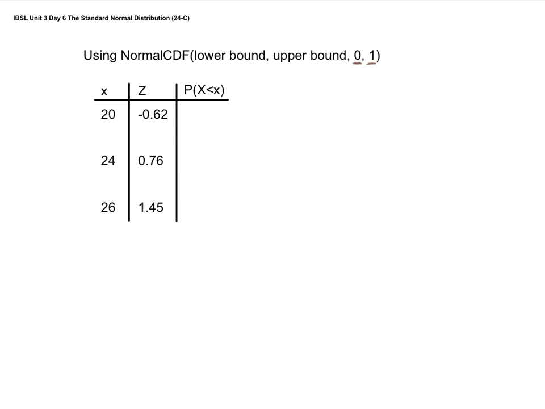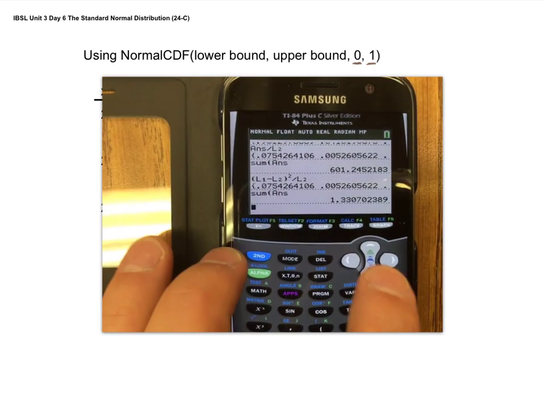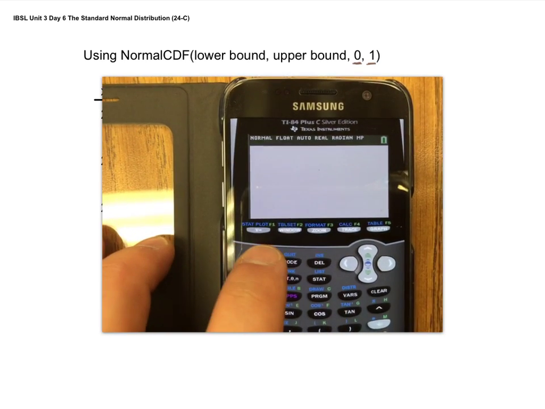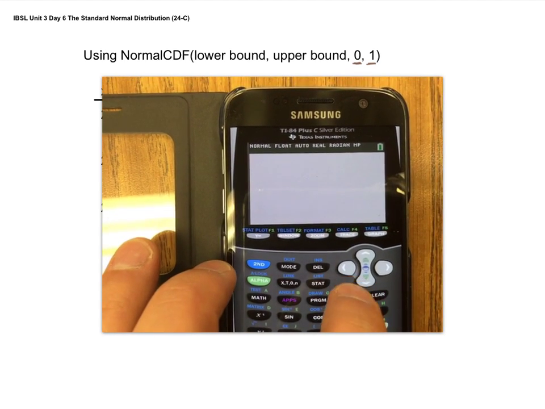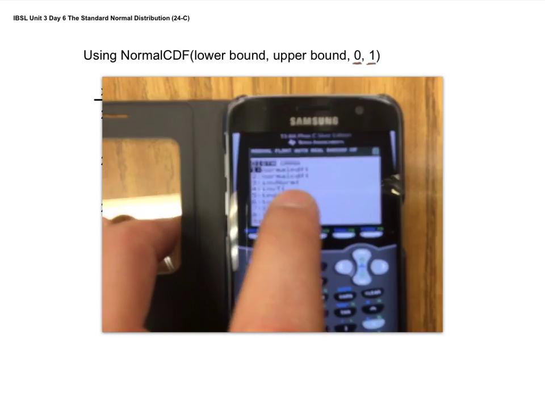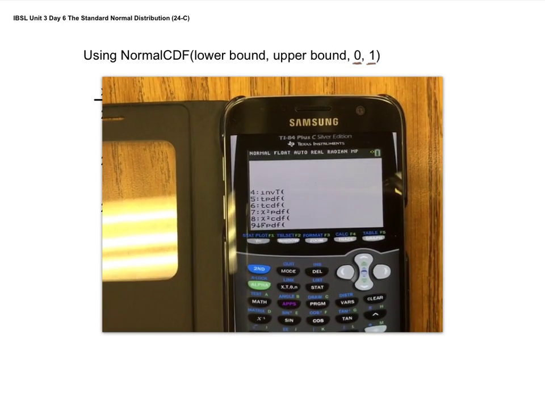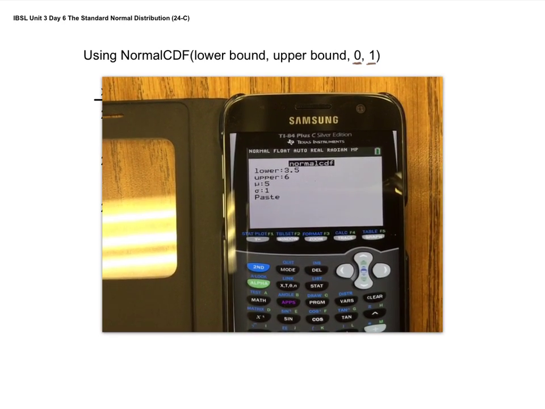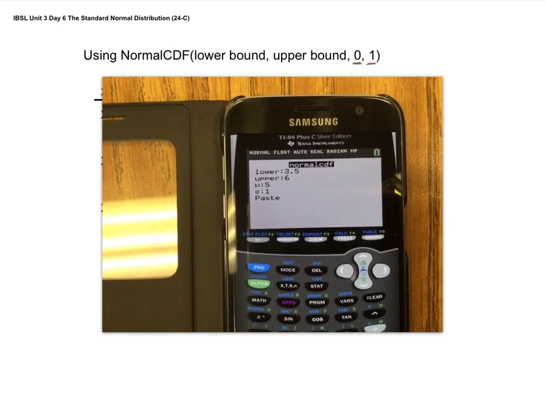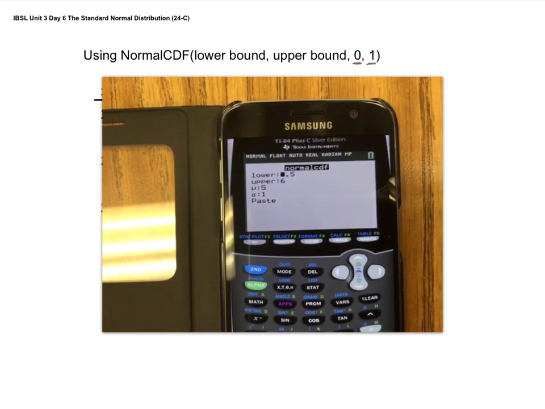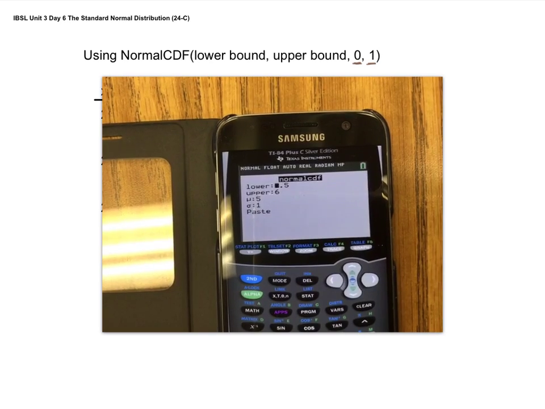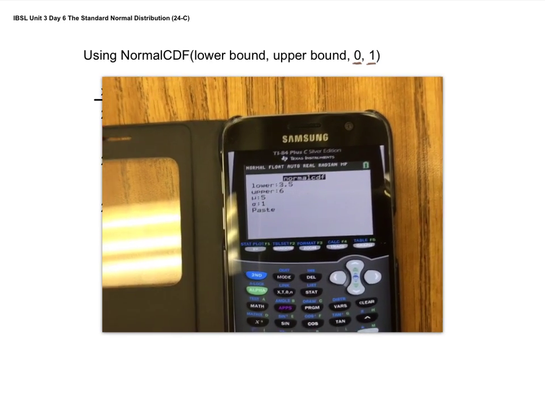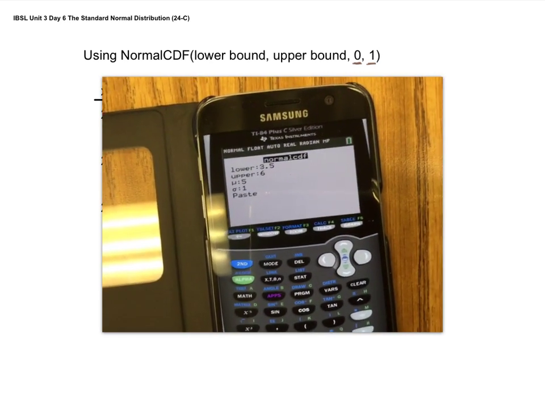All right, I'm going to get a video going here so you guys can see this in action. All right, so we've got this. Okay, and I'm going to clear this out. So I'm going to do second distribution, and I need to do the normal CDF. Okay? Now, I want to do up to a negative 0.63, right? Okay, 0.63. I mean, we changed it. Okay.